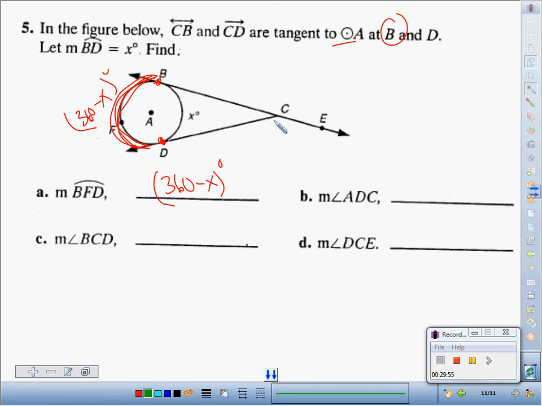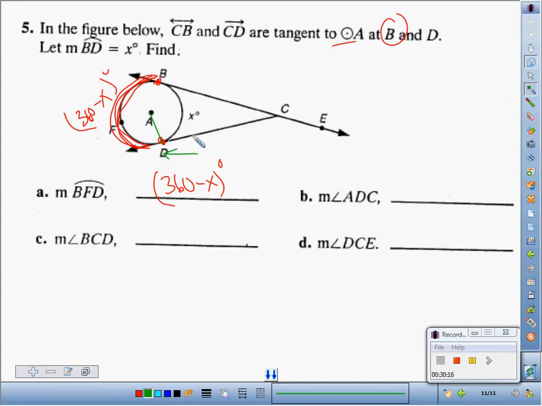Angle ADC? What the heck? They don't even have that drawn in there. So take your straight edge and let's connect A to D real quick. And we need to realize something special. Segment AD. What do you notice about segment AD? It's a radius, correct? It goes from A to D, center to any point on the circle.